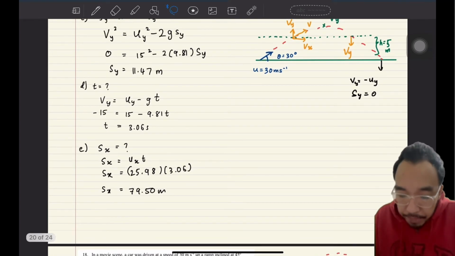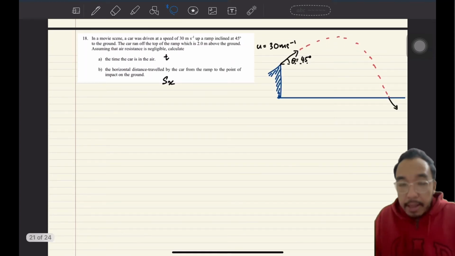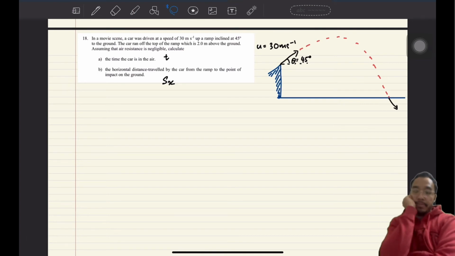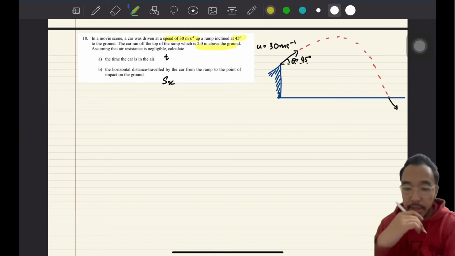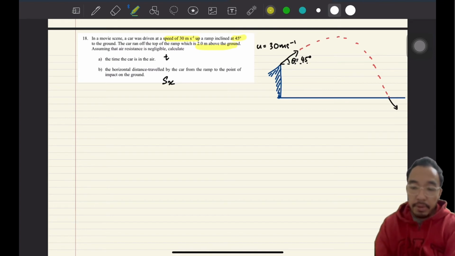That one is for question 17. Okay, let's look at question 18. In a movie scene, a car was driven at a speed of 30 meters per second up a ramp inclined at 45 degrees. The car ran off the top of the ramp, which is 2 meters above the ground. Assuming that air resistance is negligible, calculate the time of the car in the air, and the horizontal distance traveled by the car from the ramp to the point of impact on the ground. That one would be your Sx, the horizontal distance traveled, or range. And the time of the car in the air, so T.